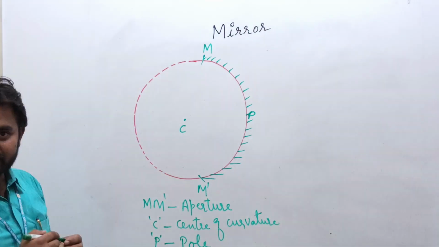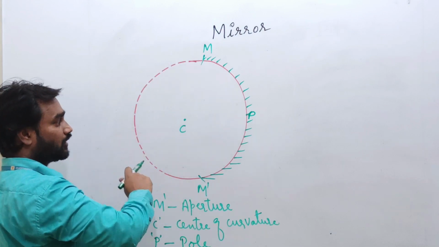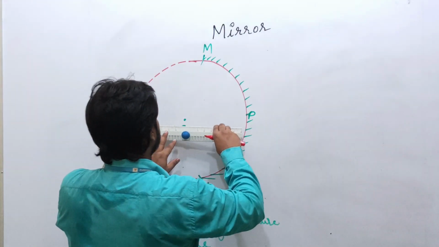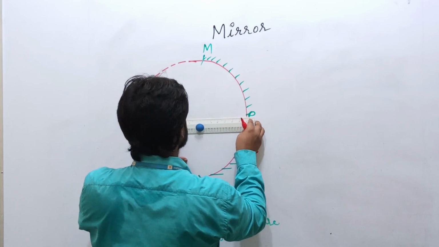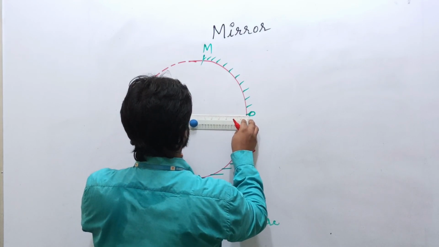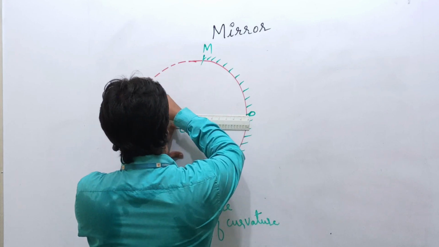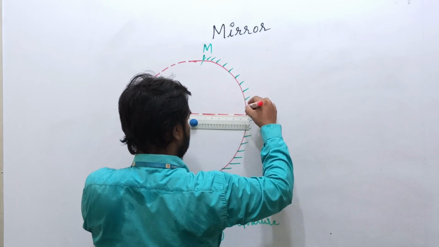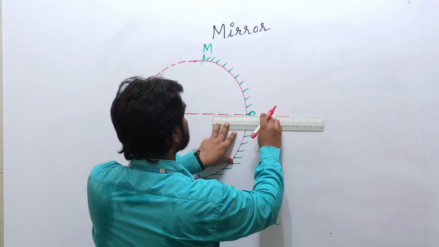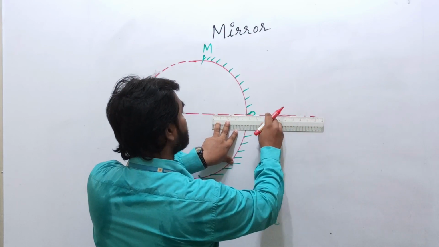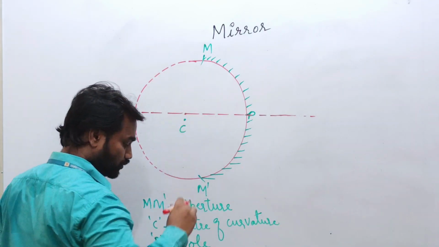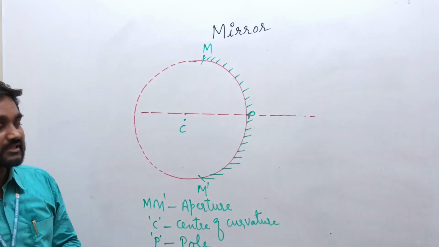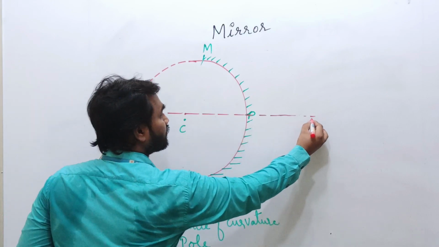C is the center of curvature, that is, the center of the hollow sphere. If I draw a straight line passing through the center of curvature C and the pole, this line is called the principal axis.